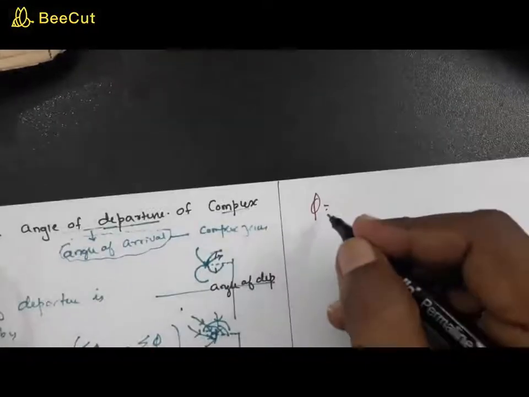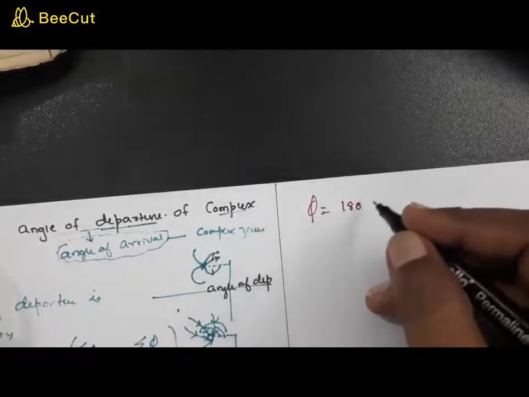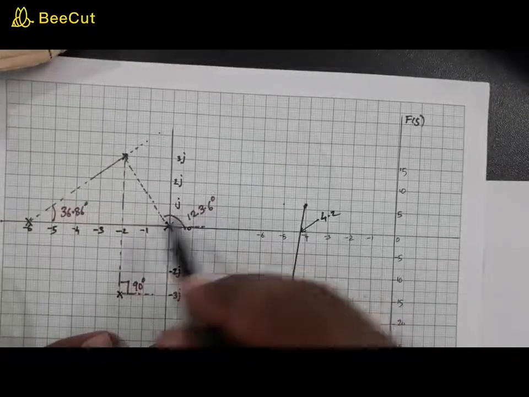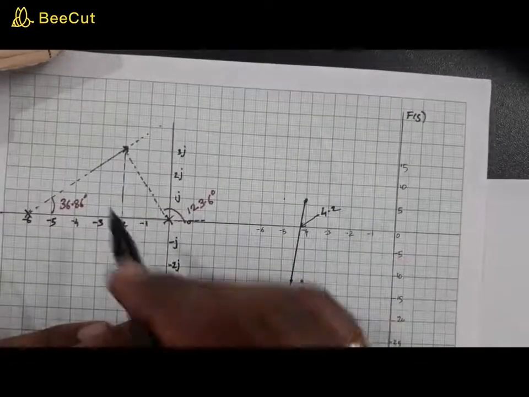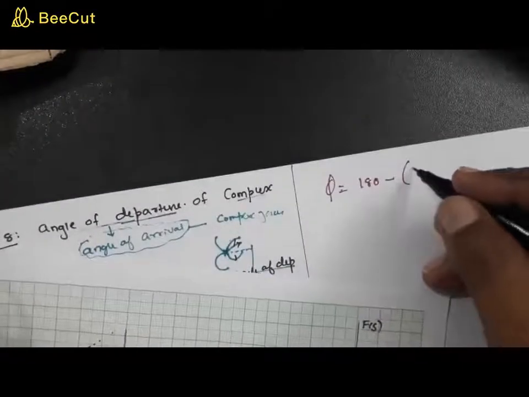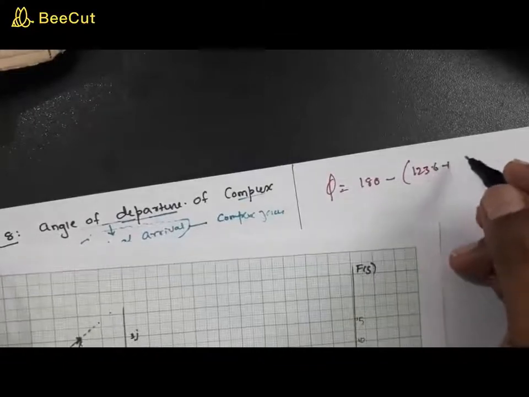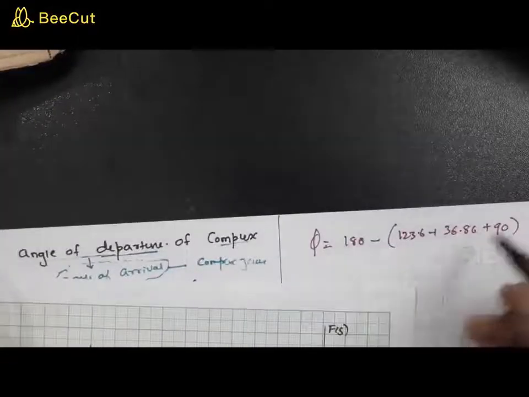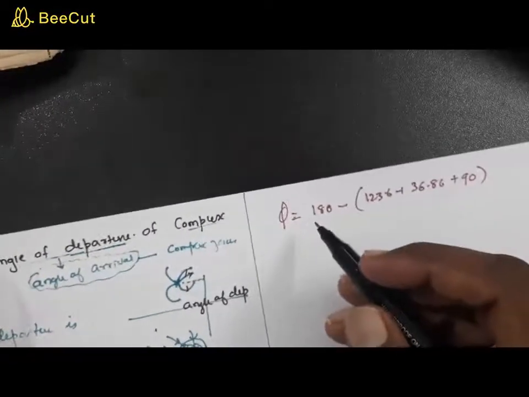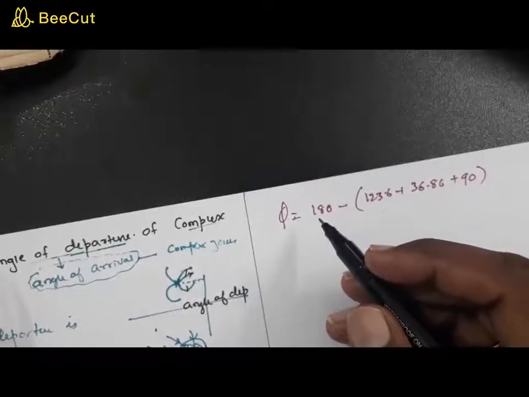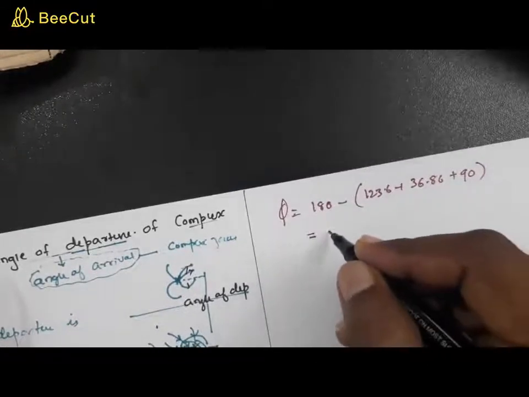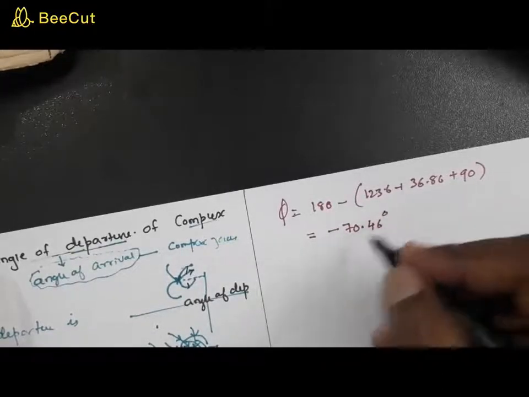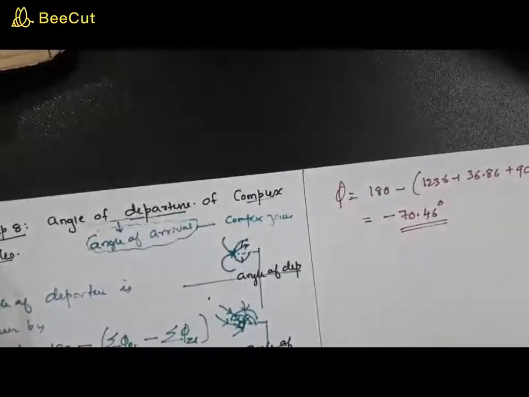So what is the expression for angle of departure? This is phi equal to 180 minus the sum of these, because all these are poles. So this will be 123.6 plus 36.86 plus 90. You need to take the sum of this and subtract it from 180. Okay, so you will be getting your answer as minus 70.46 degrees.